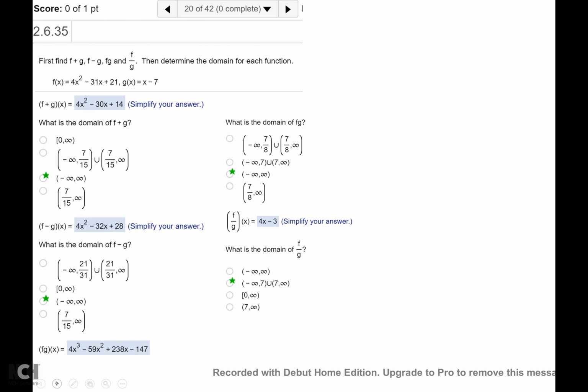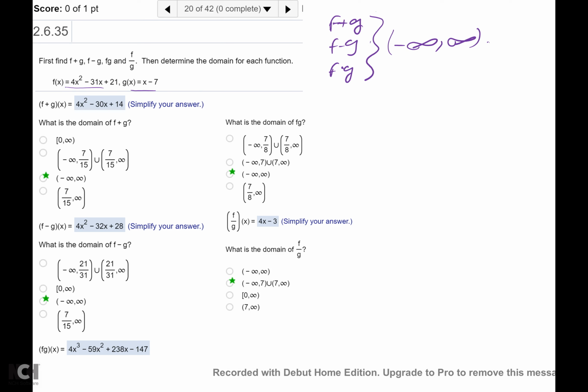All right, it says first find f plus g, f minus g, f times g, and f divided by g, then determine the domain of each function. Well, to do your f plus g, f minus g, and f times g, your domain is going to be all real numbers, because neither function has any drama in it. So when you add, subtract, multiply, you're not going to have any drama. Division, that's going to cause drama because division is going to give us a denominator that has an x in it.